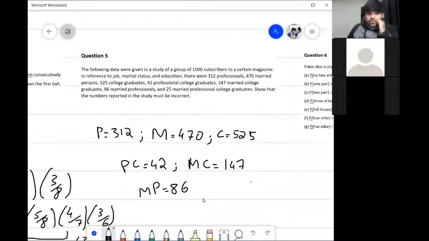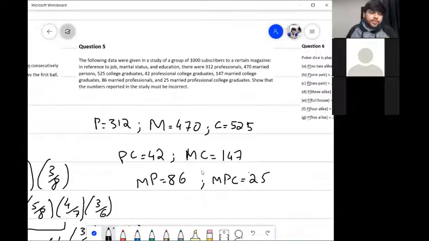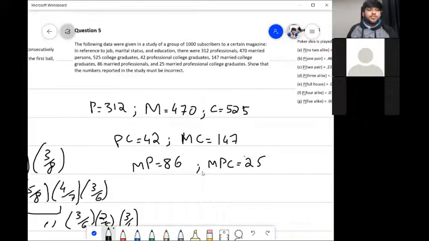Okay, so this is 25. Show that the numbers reported in the study must be correct. So just to confirm that people are interested in this tutorial, can anyone just tell me the formula that we're going to use here?